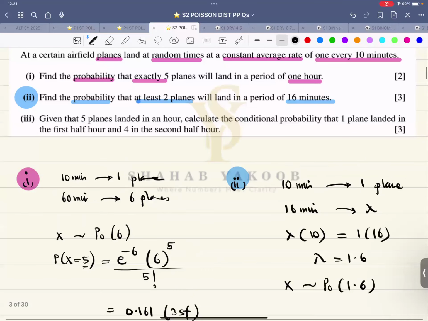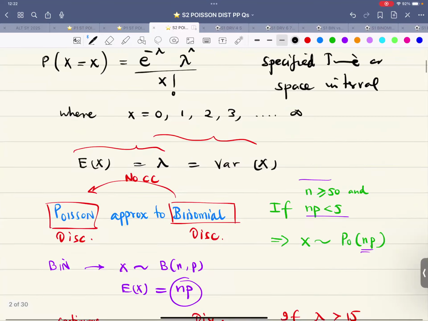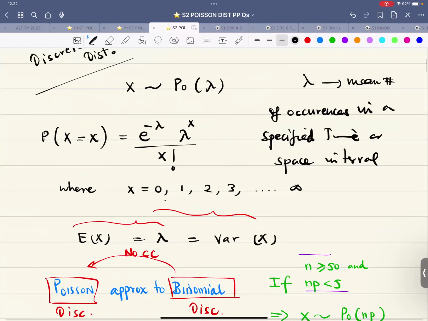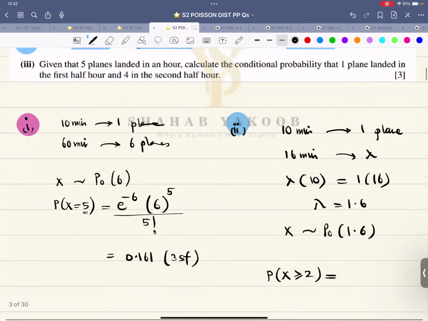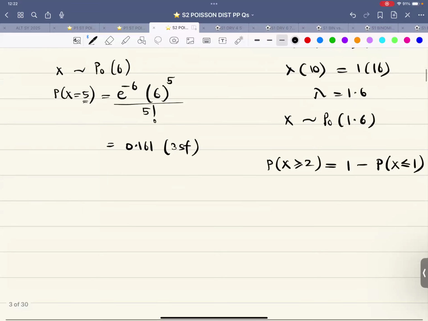And what are we interested in? At least two planes. So probability X is greater than or equal to 2, which is not possible to calculate directly because X takes the value 0, 1, 2, 3, all the way till infinity. So if I need this probability, that is 1 minus probability X is less than or equal to 1, which is 1 minus e raised to power of minus lambda.